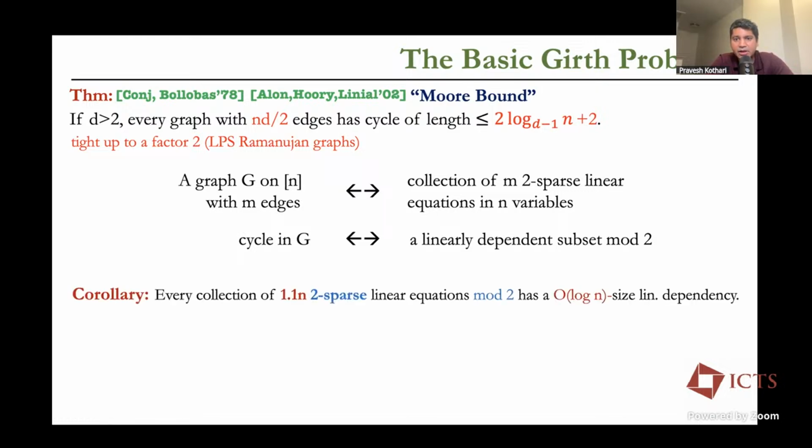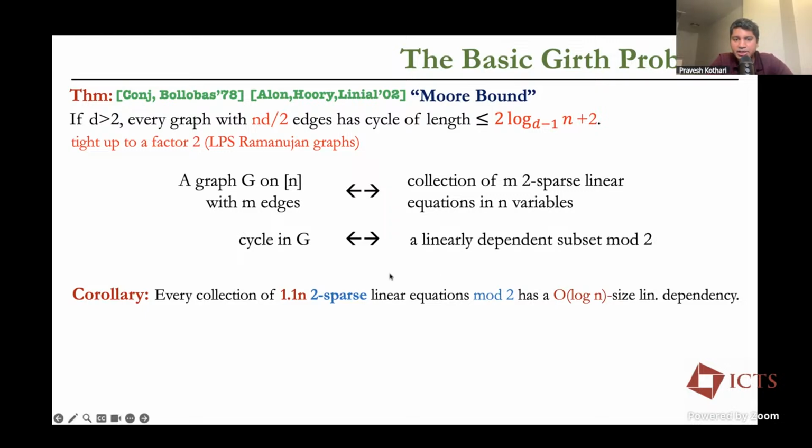Now here is how we can translate the result of Alon, Hoory, and Linial in linear algebraic language. It says that if you take any collection of 1.1 n 2-sparse equations, so a little bit more than n, then you must in fact have an order log n size linearly dependent subset. The way to appreciate this statement is that if I give you n plus 1 equations, they must be linearly dependent, and in particular the dependency can be as much as n plus 1 in size, right? But this result is saying that if you give me a little bit more than n equations, then there must be an order log n dependency. So that's basically the message of this theorem.